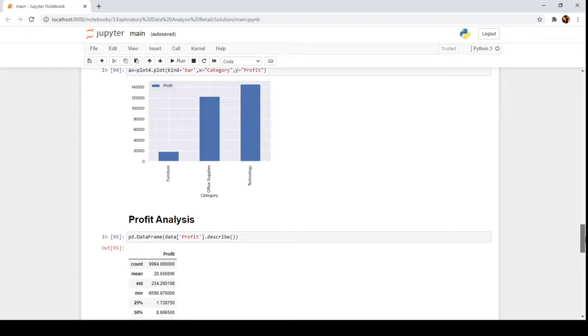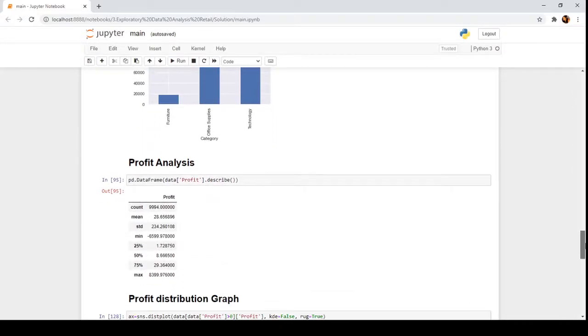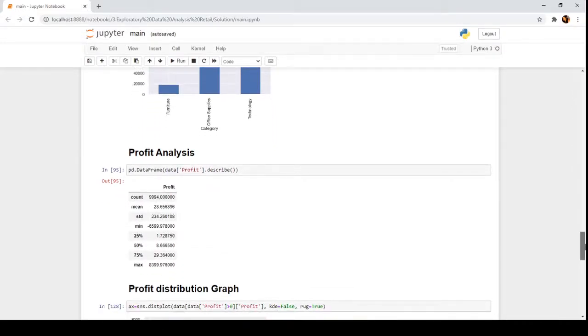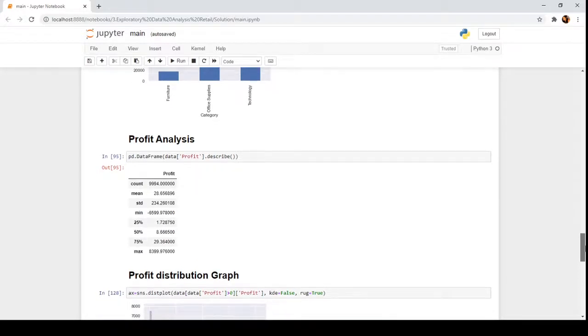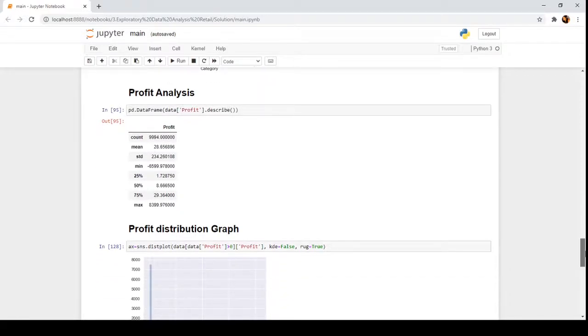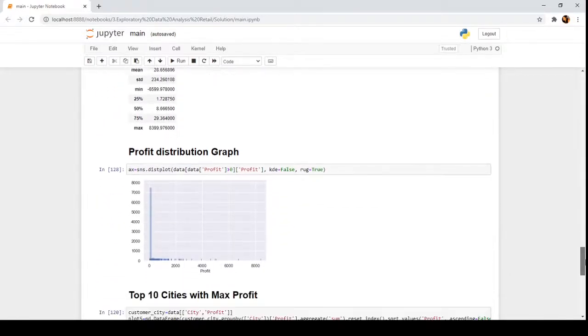Then there is profit analysis. You can see the analysis of the profit column: the maximum, minimum, mean, count, everything, and some statistical analysis. And this is the profit distribution graph.